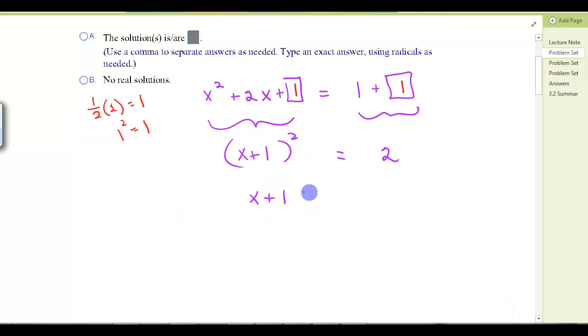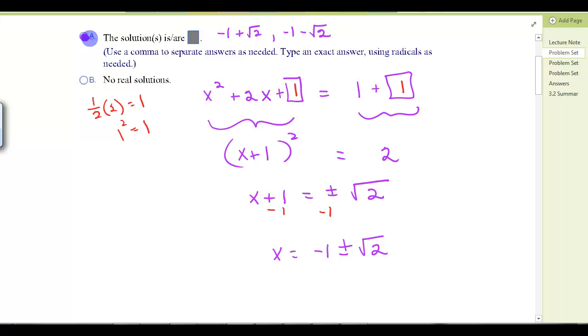So I have x plus 1 equals plus or minus square root of 2. I'm going to subtract the 1 over. So x is equal to negative 1 plus or minus square root of 2. Now in MATLAB, we don't have this nice little icon here. So it would be in your solution box right here. You're going to have negative 1 plus the square root of 2, comma, negative 1 minus the square root of 2. So that's what you would have for MATLAB.